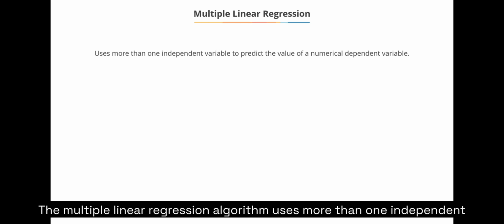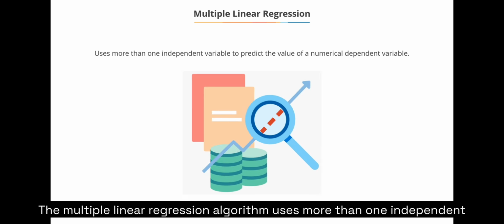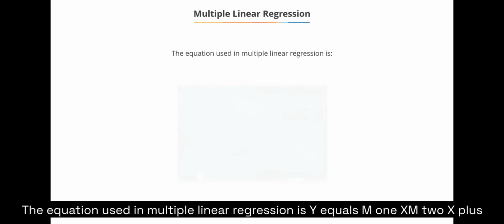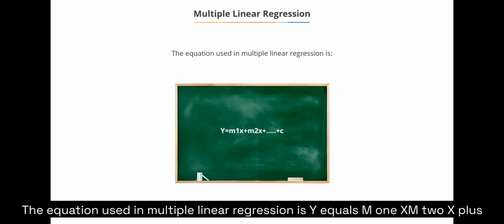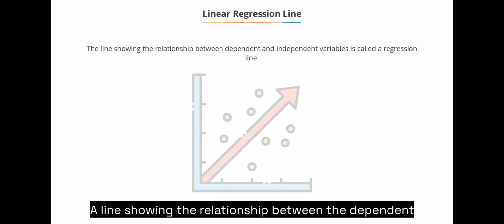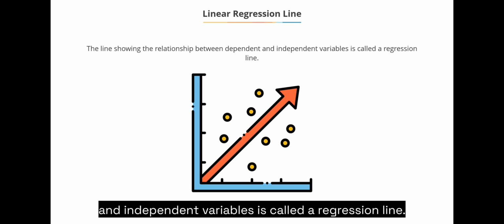Multiple linear regression. The multiple linear regression algorithm uses more than one independent variable to predict the value of a numerical dependent variable. The equation used in multiple linear regression is y equals m1x plus m2x plus up to plus c. Linear regression line. A line showing the relationship between the dependent and independent variables is called a regression line.